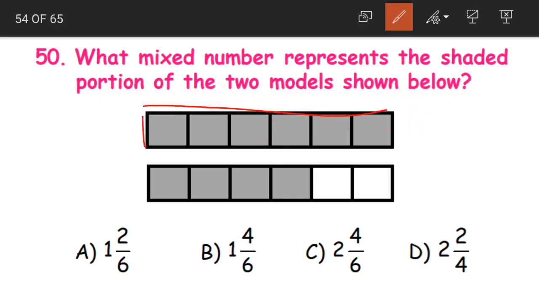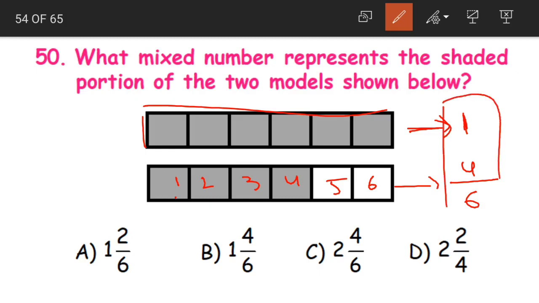We are having two models here. If you look at the first model, it is fully shaded, so the number that represents our first model is 1. Coming to the second model, 1, 2, 3, 4: 4 blocks are shaded out of 6, so it becomes 4 by 6. Model 1 is represented by 1 and model 2 is represented by 4 by 6.